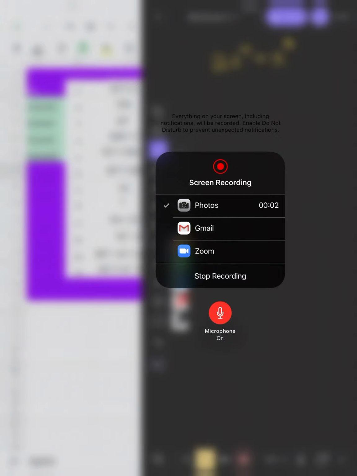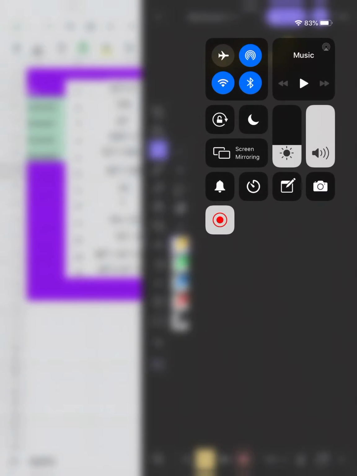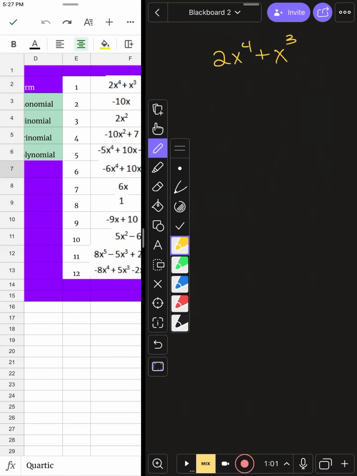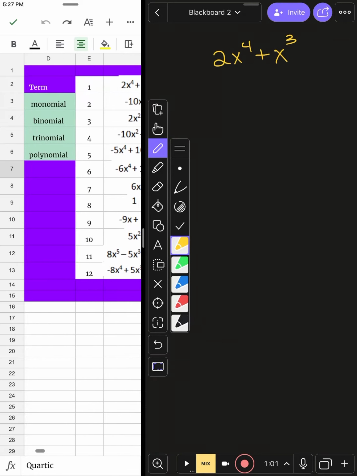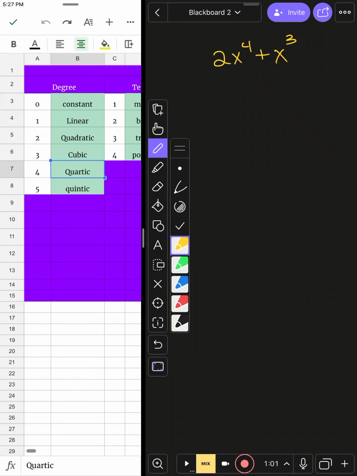All right, so this is Mr. Walker in your math class, and I'm going to be briefly going over this assignment that looks like this right here on the left side of your screen. In this assignment, what you're doing is you're naming polynomials.